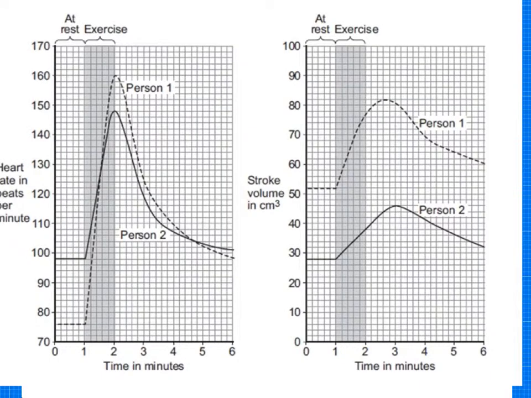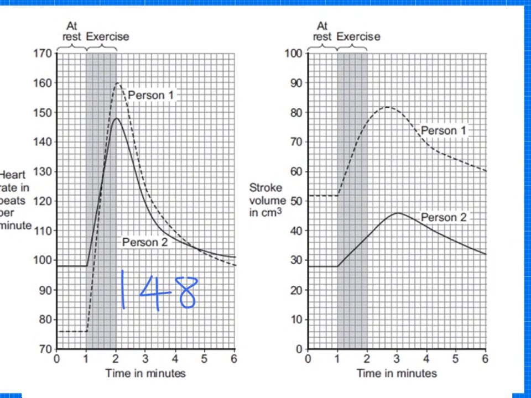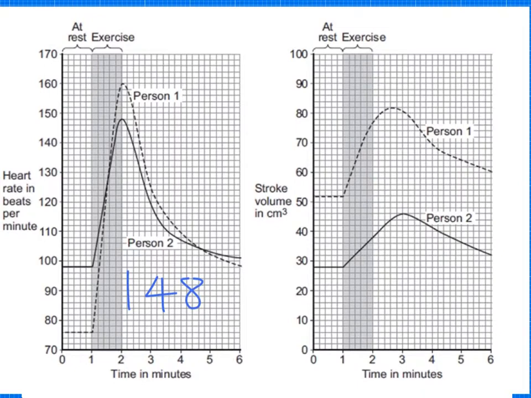So we take the ruler and we find person two. For the heart rate, if you read it across, you'll find that the heart rate is 148 beats per minute. And then if we take the ruler again, there you go. And for person two, for stroke volume, if we just place it there, you can see if you read it across.